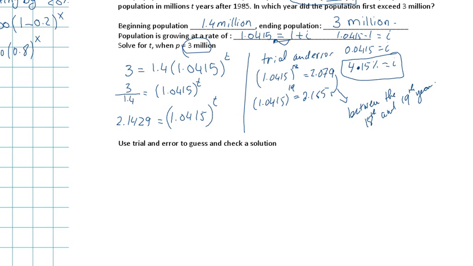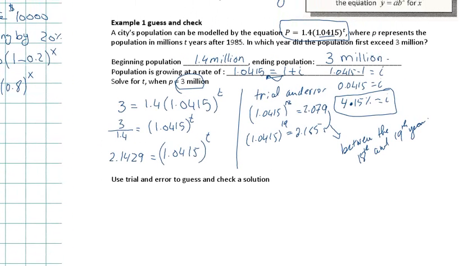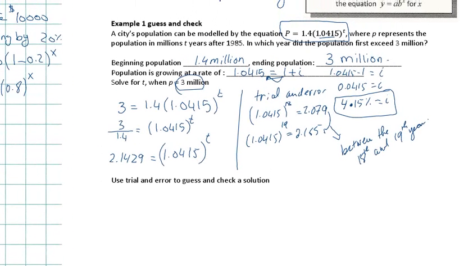Okay. All right, so if I'm talking about between the 18th and 19th year, I remember that this formula is since what year? After what year? 1985, right? So what's 18 years after 1985? How do you find that? 1985 plus 18? Yeah. 2003. So you're going to say that between 2003 and 2004.